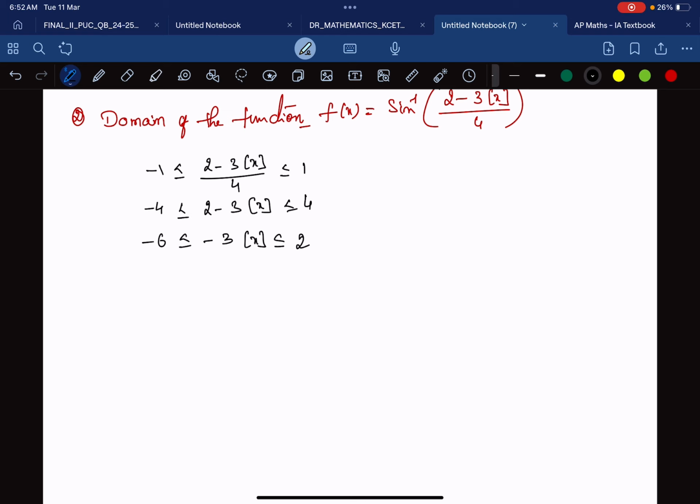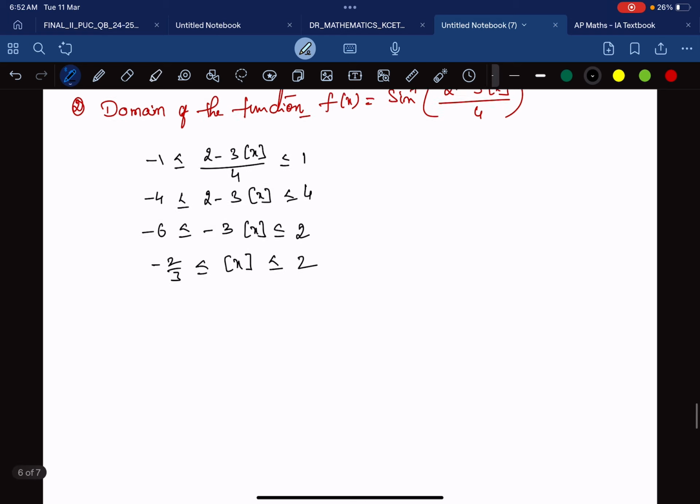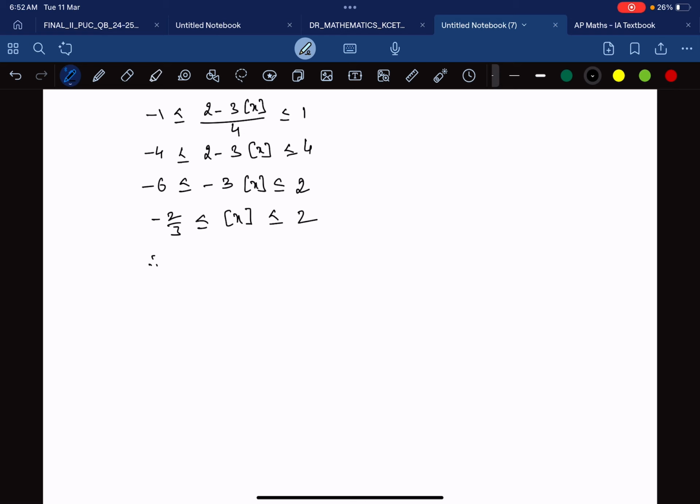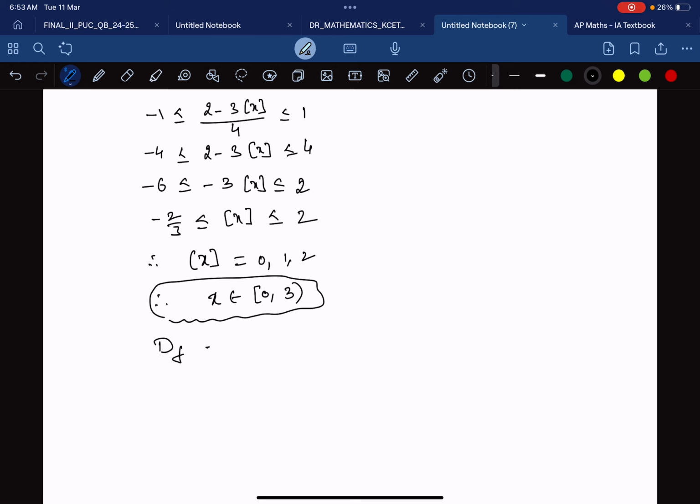Now dividing by minus 3 on both sides, we get minus 2 by 3 less than or equal to box x less than or equal to minus 6 by minus 3, so it will become 2. So we know that from these values box x lies between 0, 1, 2. So therefore x belongs to the closed interval 0 comma open interval 3. So therefore the domain of the function is closed interval 0 comma open interval 3.